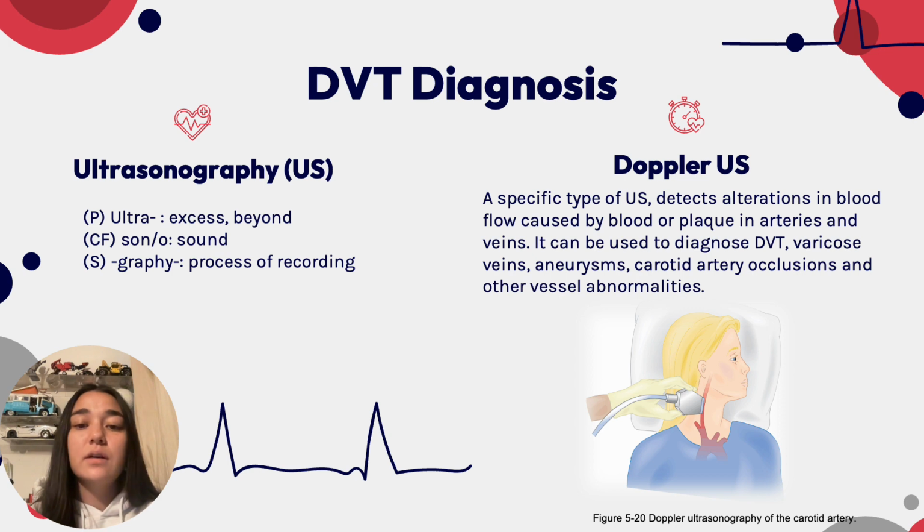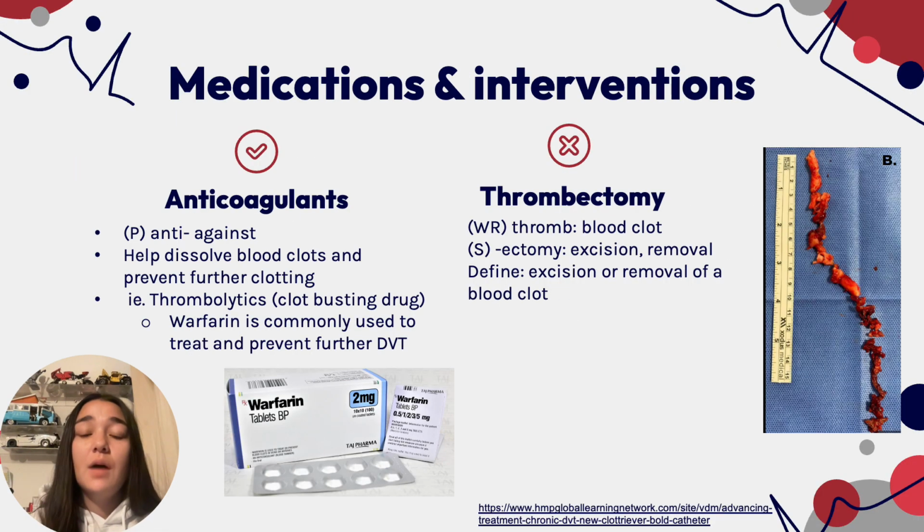A Doppler ultrasound is a specific type of ultrasound that can be used to detect alterations in blood flow caused by blood clots or plaque in arteries or veins. This is an image of a Doppler ultrasound being conducted on a patient's carotid artery. Upon positive diagnosis of DVT, a doctor may prescribe anticoagulants to help reduce clotting while attempting to avoid further complications.